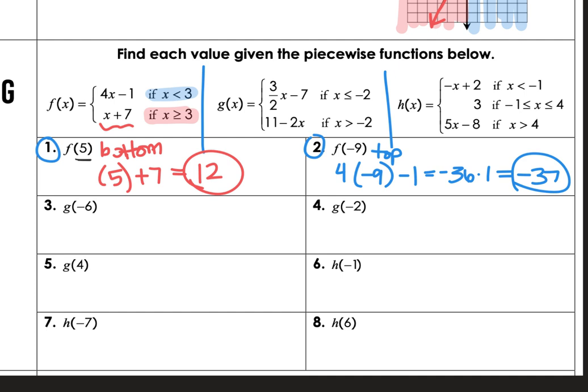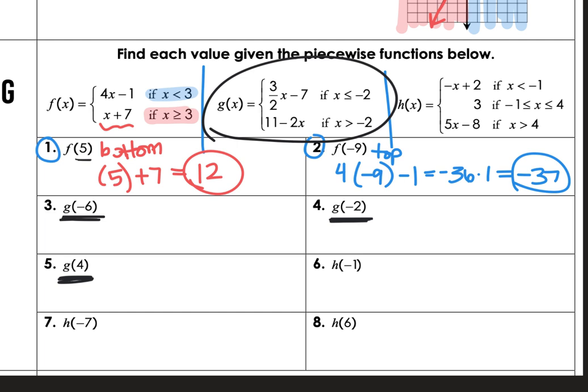All right, these next 2 examples, we're going to look at G. And I said 2, I meant 3. We're going to look at G for G of -6, G of -2, and G of 4. So now I'm using this G equation in the middle. I noticed this one also has two pieces. Again, it doesn't have to have two, but this one does.